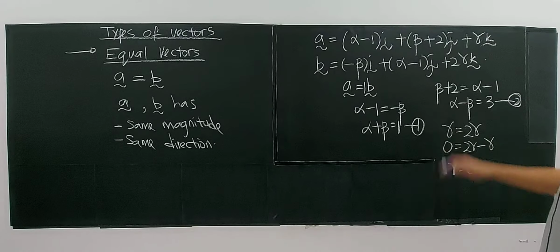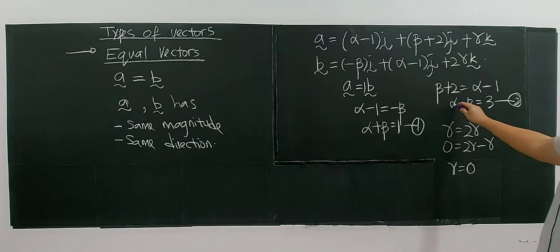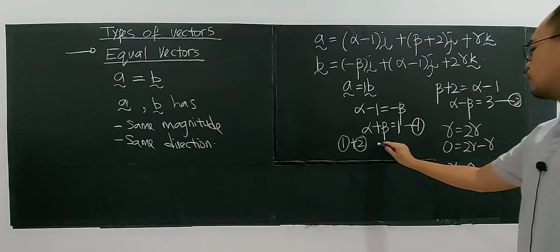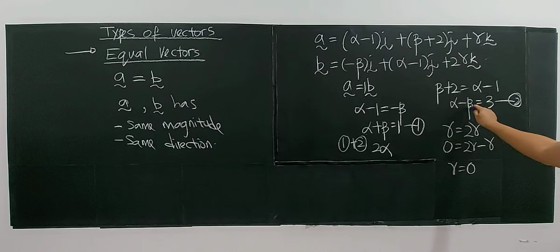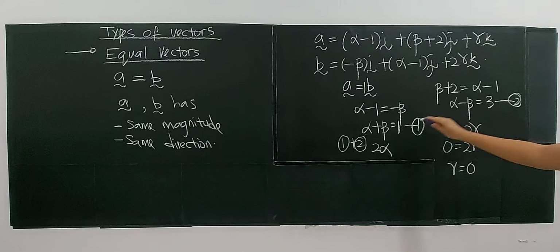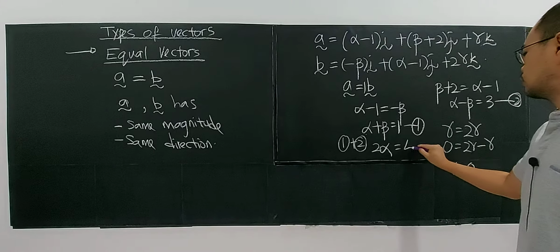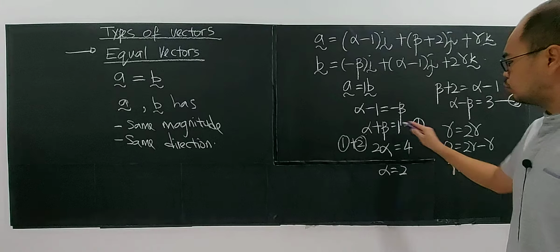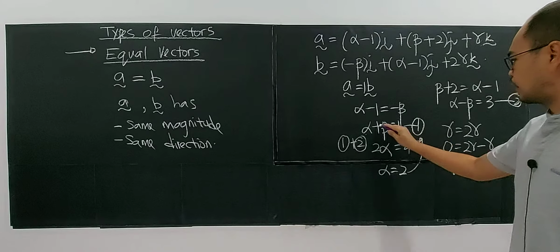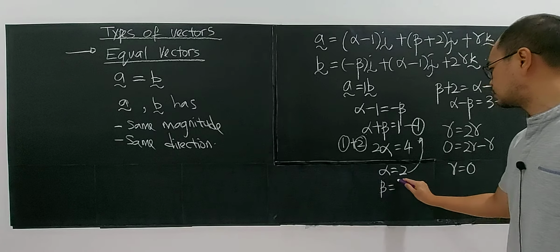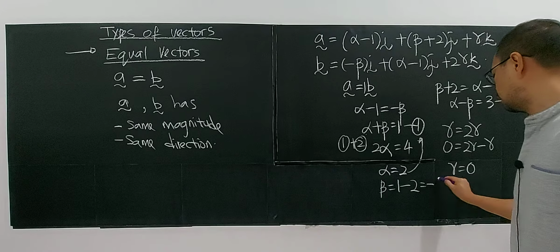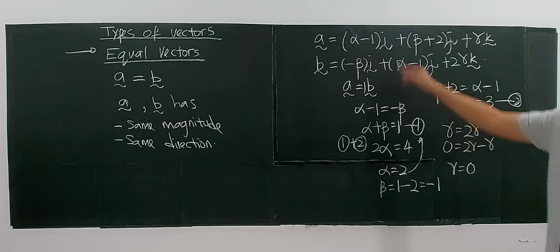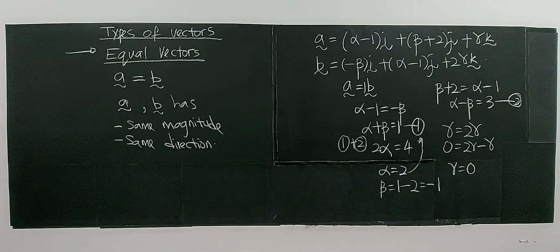So how to solve this? Very simple. You just solve the simultaneous equations. Taking equation 1 plus equation 2, alpha plus alpha, you have 2 alpha; beta plus negative beta, you have 0; 1 plus 3, you have 4. So you have alpha to be 2. If alpha is 2, you can substitute into equation 1 and find beta. So beta is 1 minus 2, which gives you negative 1.